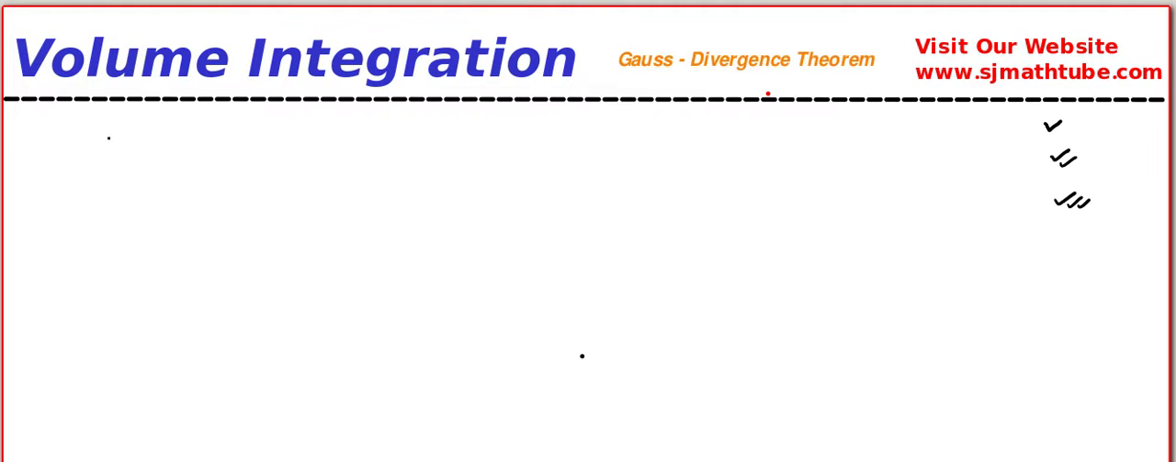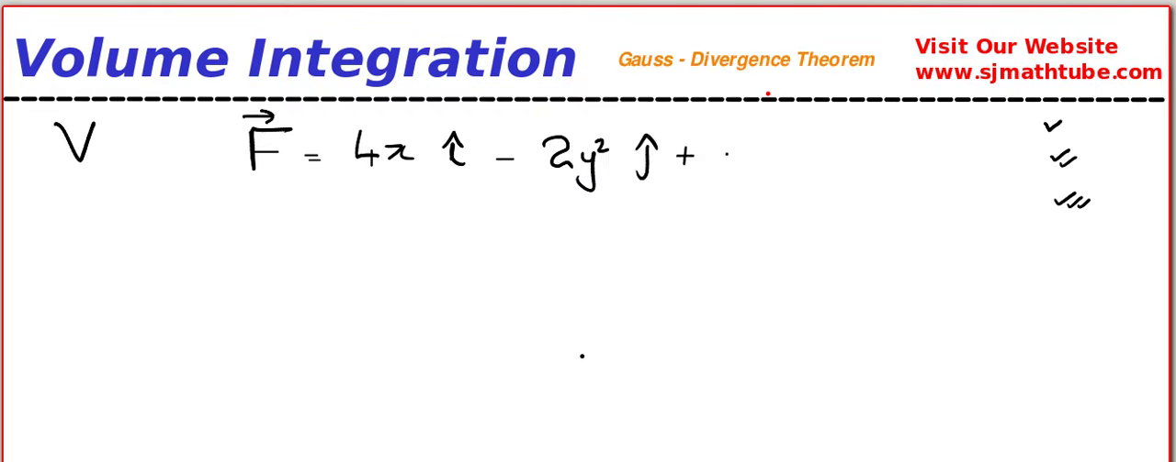Okay, so please write the question. Verify Gauss Divergence Theorem for the vector function, so please write it very carefully: 4x times i minus 2y squared j plus z squared times k, taken over the region bounded by the cylinder x squared plus y squared equal to 4.